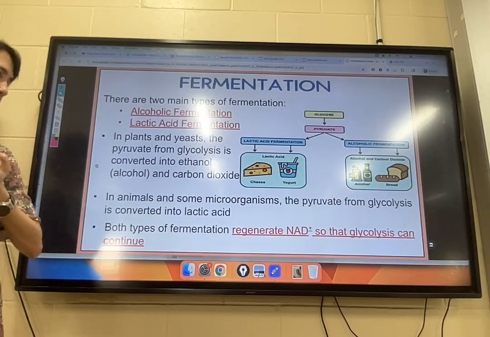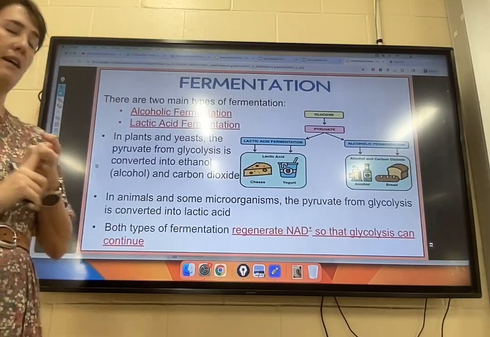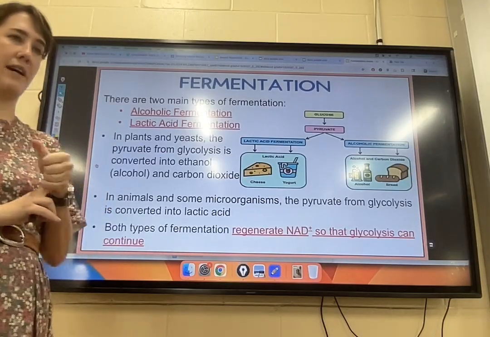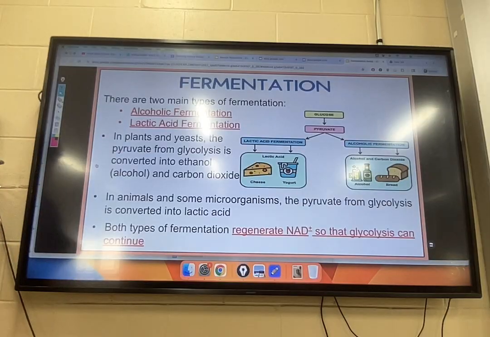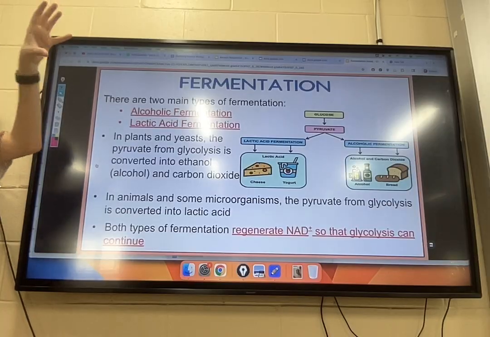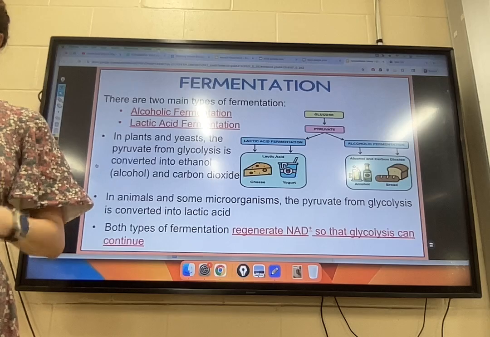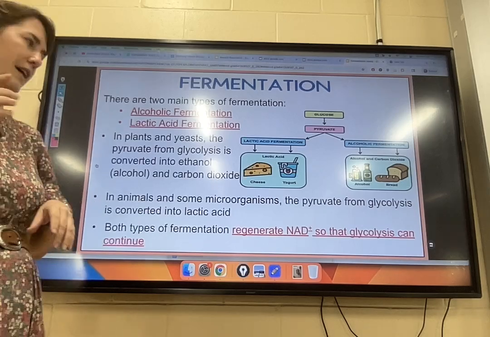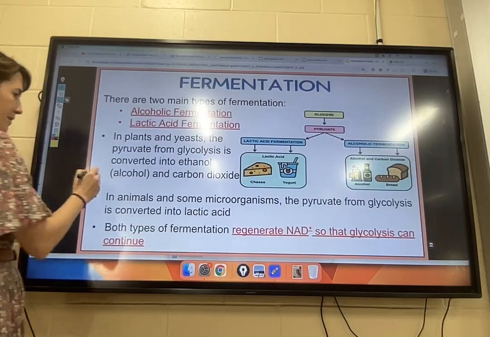But in alcoholic fermentation, it makes two waste products. It makes ethanol and it makes carbon dioxide. What it does not make is ATP. Fermentation alone does not make ATP. Fermentation and glycolysis make 2 ATP because glycolysis makes 2 ATP, but this process alone does not make ATP. The only point of it is to give you back your electron carriers. These things are trash. These are waste. We don't actually care about these.